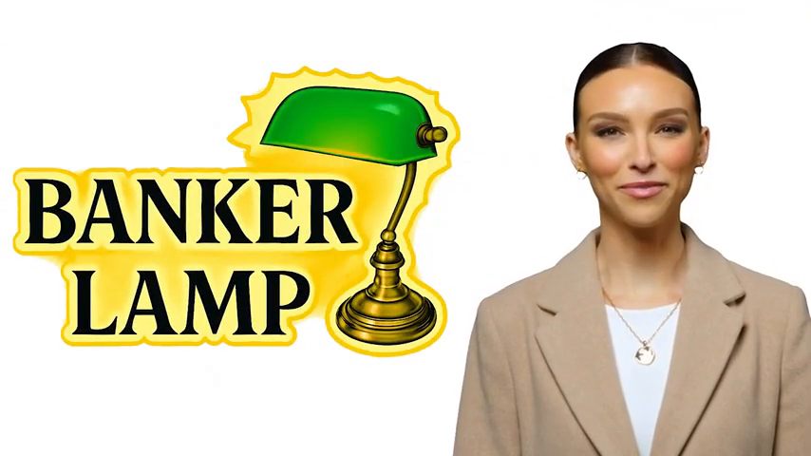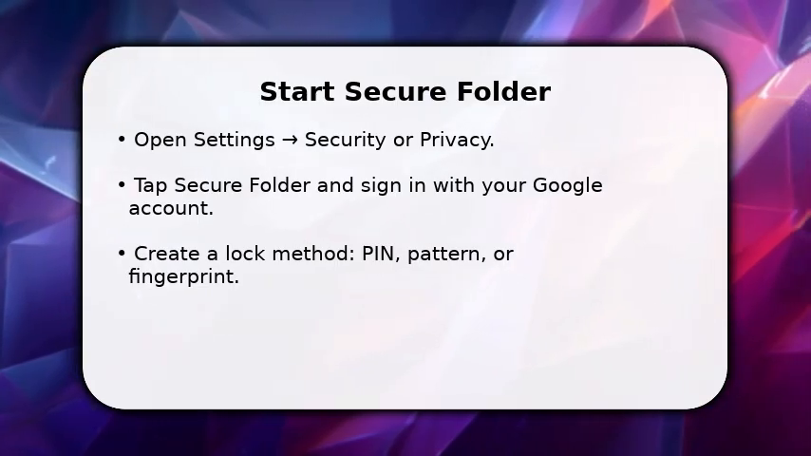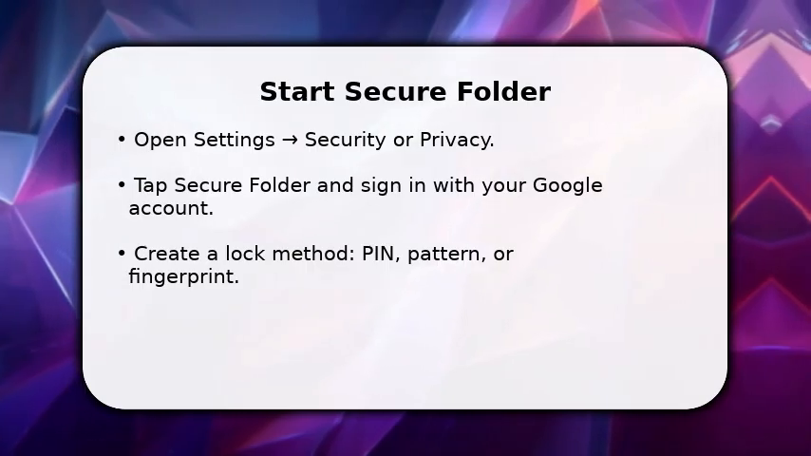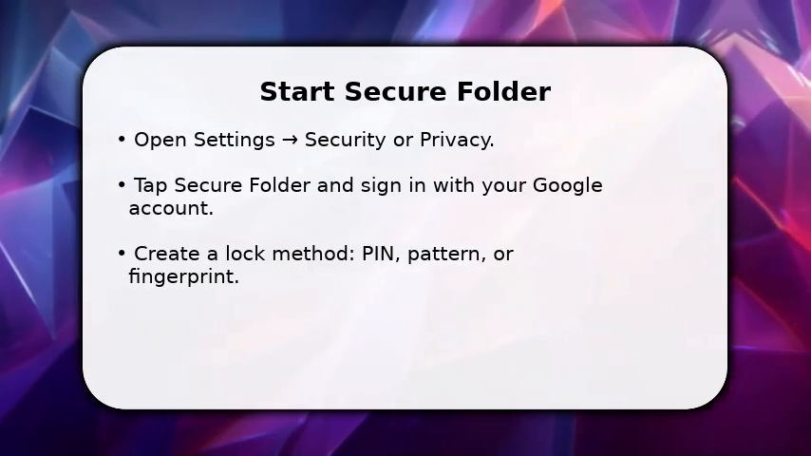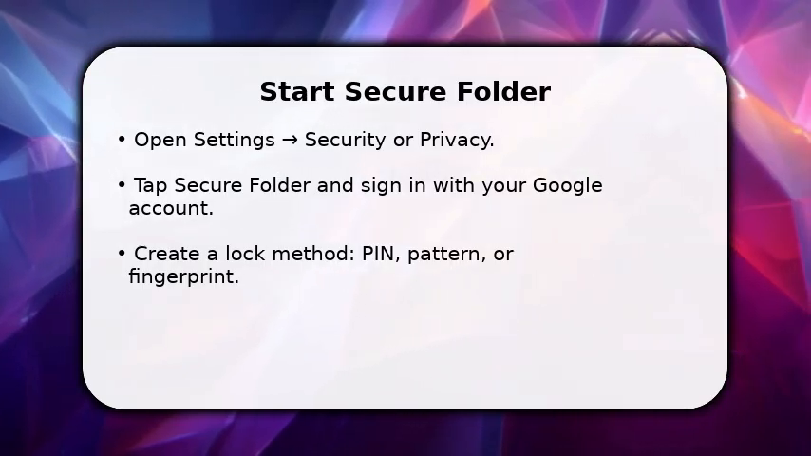Please enjoy the video. You begin by enabling the phone's built-in secure folder so your apps and files are isolated. Go straight to Settings, then Security or Privacy, and tap Secure Folder to start. You'll be asked to sign in with your Google account. Do that now to link the container.